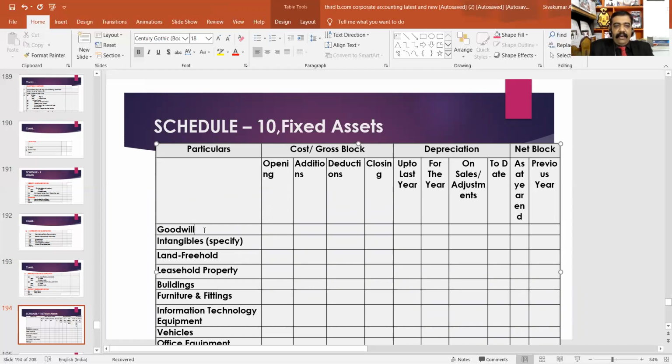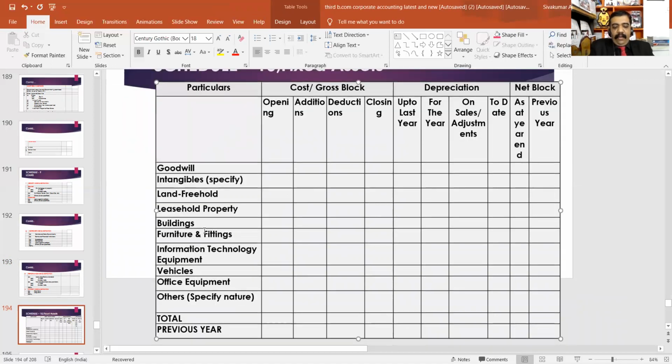What are the items you have to include? Goodwill, intangibles, land, freehold and leasehold property, building, furniture and fittings, information technology equipment, vehicles, office equipment, others, total, and previous year.